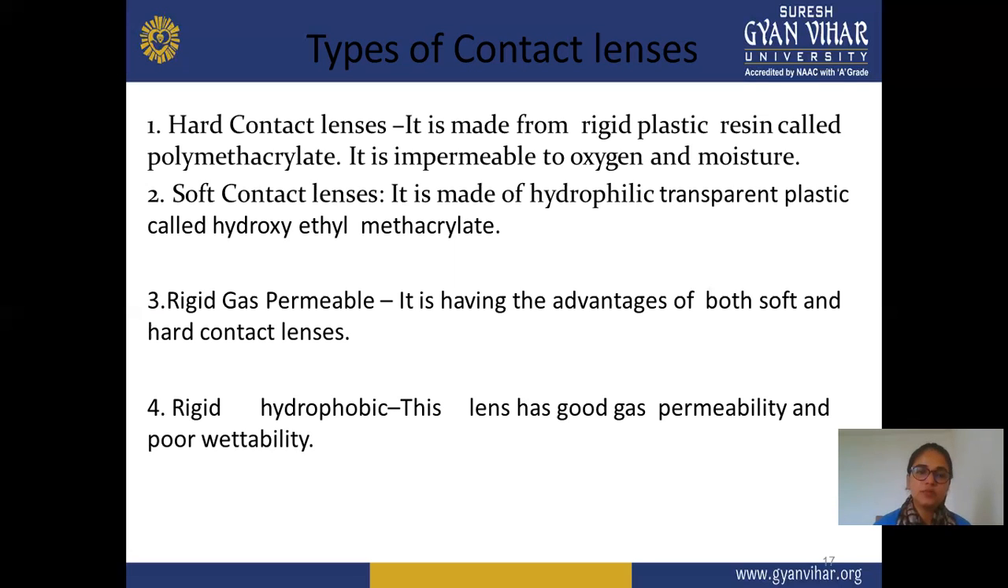Rigid gas permeable is the third type. It has the advantages of both soft and hard contact lenses. The previous types were only two, hard and soft; in this third type, we are taking a combination of both hard and soft contact lenses. Next, the fourth one is rigid hydrophobic. This lens has good permeability and poor wettability.